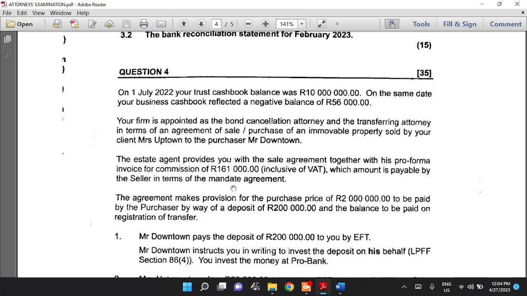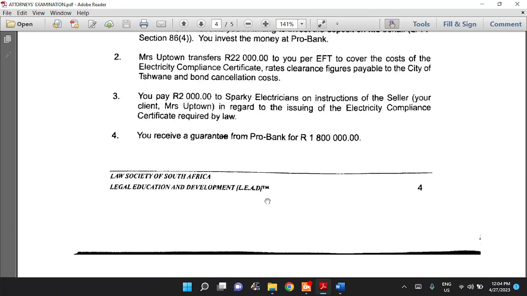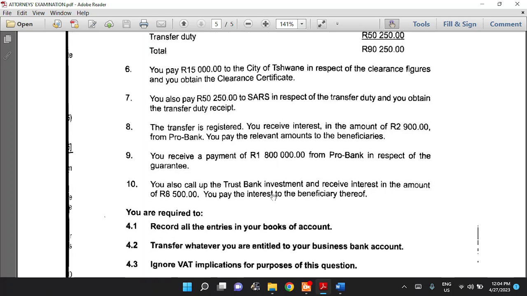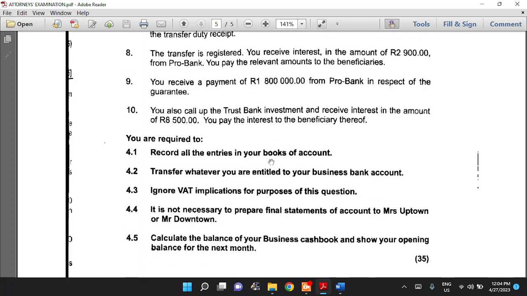So basically what I'm saying is that this paper was easy, it was straightforward. There was one thing that people were asking in the exam. There was a question, the bank guarantee from ProBank. This one was written 2 times. So people were confused, asking questions like, how are we supposed to record it? This was the only confusing part for many people, but the rest of the question was easy.